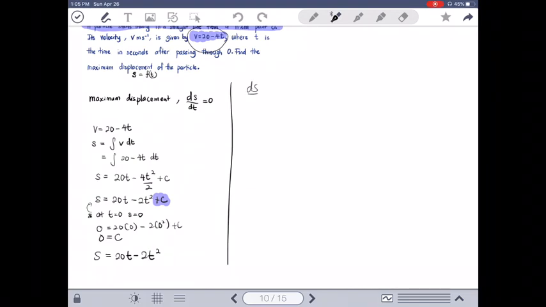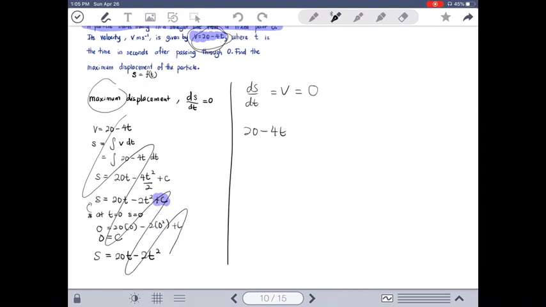ds over dt is just equals to v, which is at maximum, it's just equals to 0. So we can use v directly. 20 minus 40, we do not have to do this step. Sorry, 20 minus 40 is just equals to 0. 40 is equals to, oh, we still do need to use that step. Sorry.